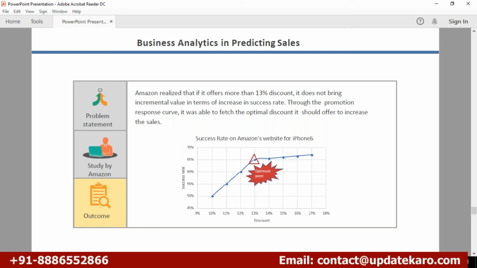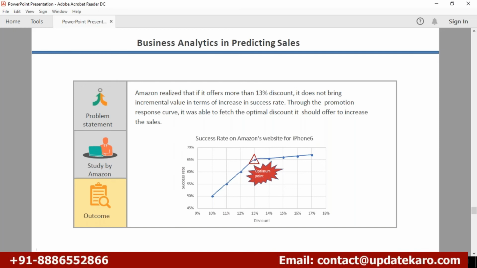This is called as association rule. Okay, now this is how business analytics expands. In this example, let us say, for example, iPhone sales done by Amazon. They found what should be the minimum discount that they have to put so that they don't have to give any additional discounts. What is the minimum discount?